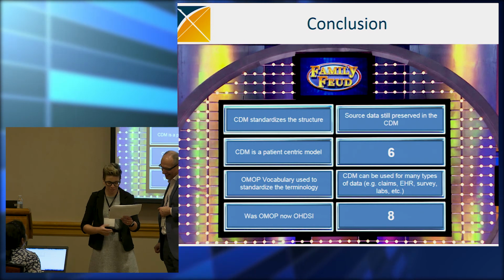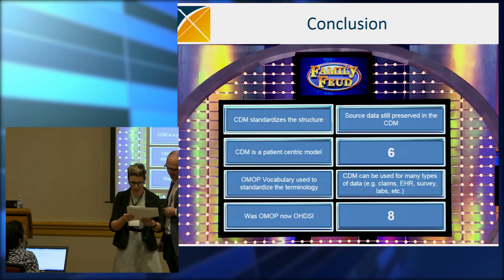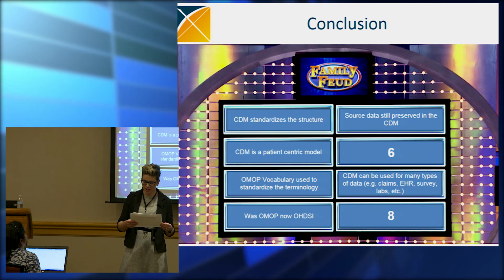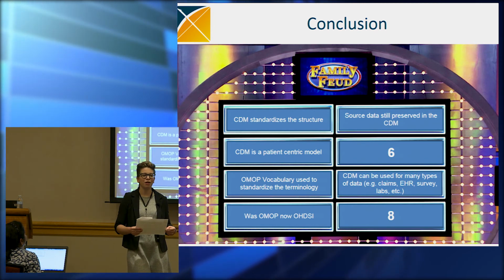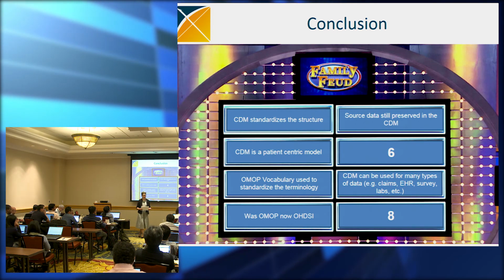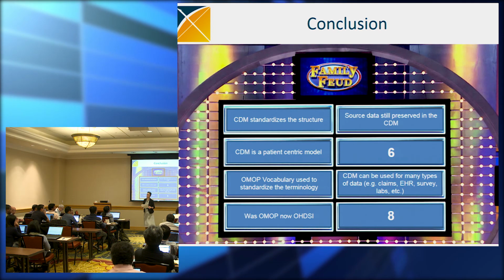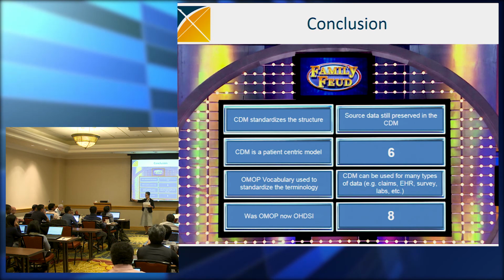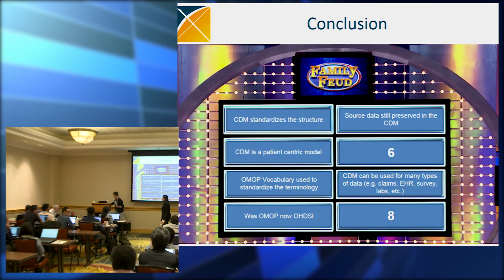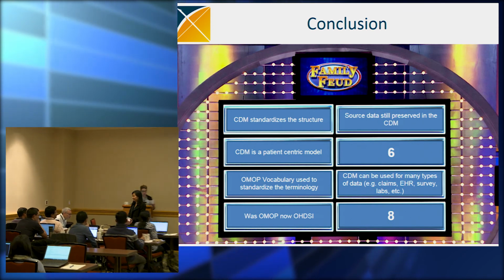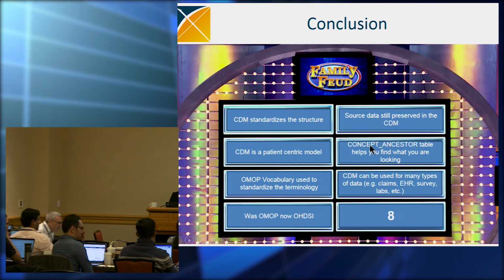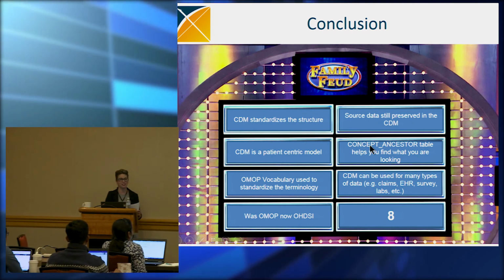How about what tables are in the vocabulary? What table helps you get to all your concepts? What's the one that does all the relationships? Who said that? You win the prize. Okay, the concept ancestor table helps you find what you're looking for. The concept ancestor table helps you traverse all the relationships at once.